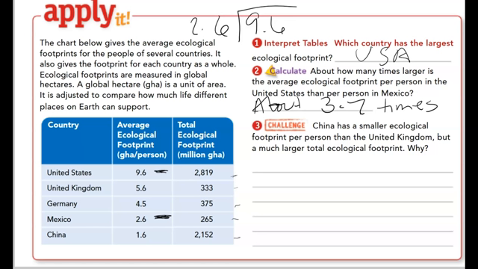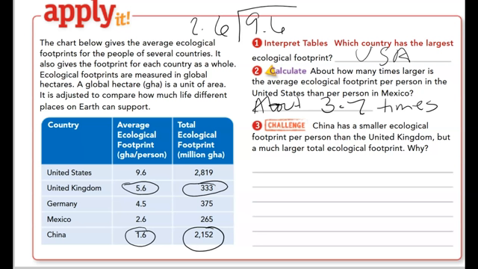Number 3 is a challenge question. It says that China has a smaller ecological footprint per person than the United Kingdom, but a much larger total ecological footprint. So if we take a peek, we see that the United Kingdom has 5.6 on average per person, and China has 1.6. But the total ecological footprint in the UK is 333 million, and China has 2,152 million. So why would you think that China has a larger total ecological footprint, but a smaller per person than the United Kingdom?